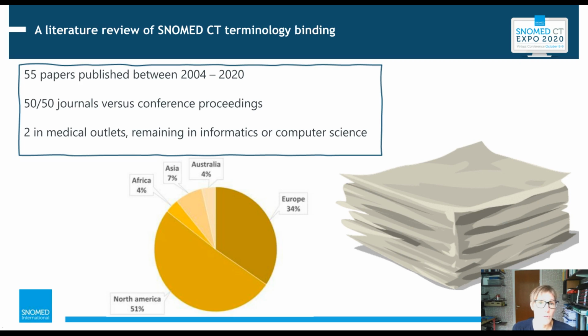They were published between 2004 and 2020, so the most recent ones are just from this spring. Half of them were published in journals, and the other half were conference proceedings. Only 2 of the papers were published in medical outlets. The remaining were published in informatics or computer science outlets. And as you can see from the pie chart, the majority is from North America and then Europe.